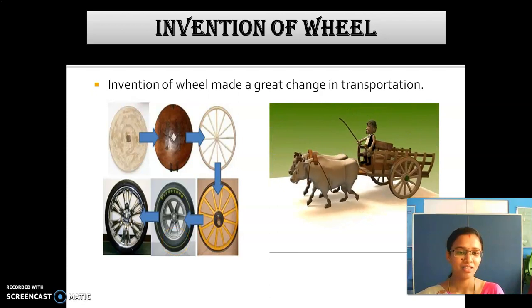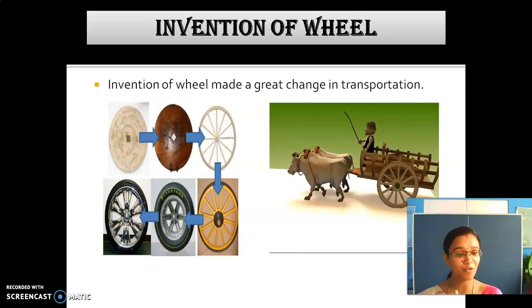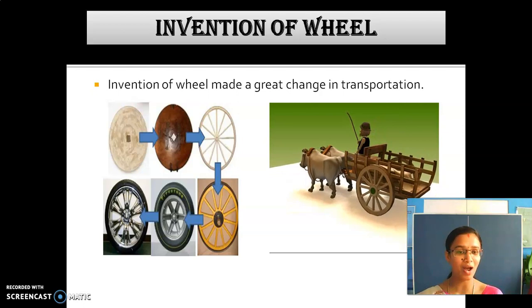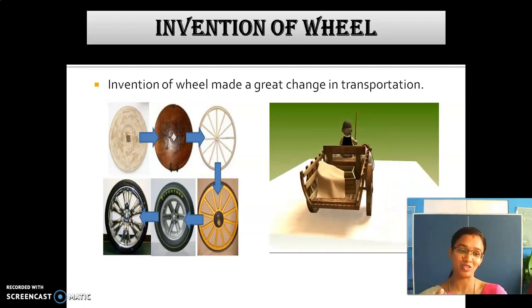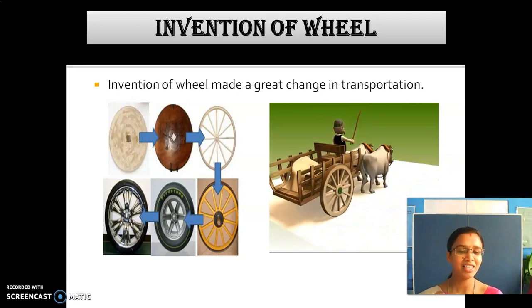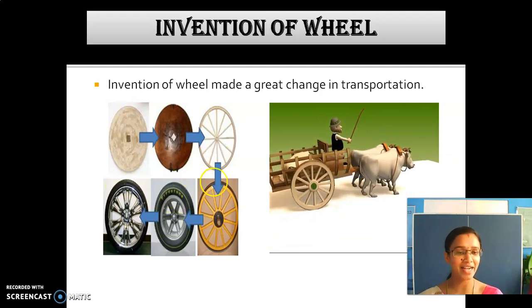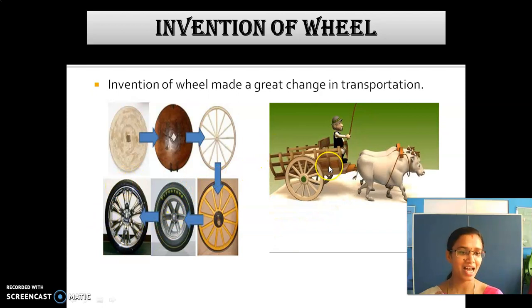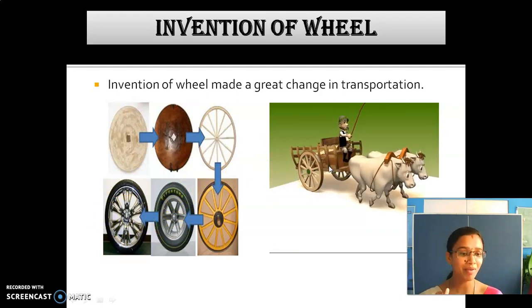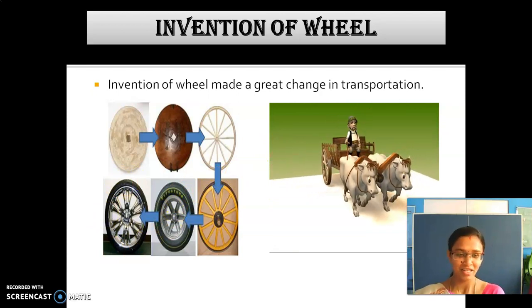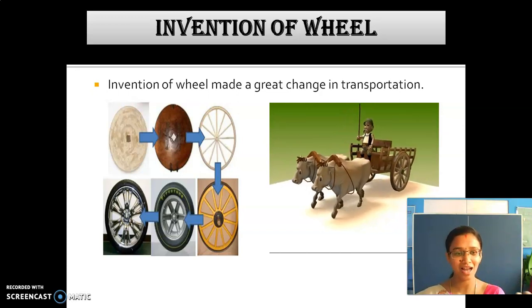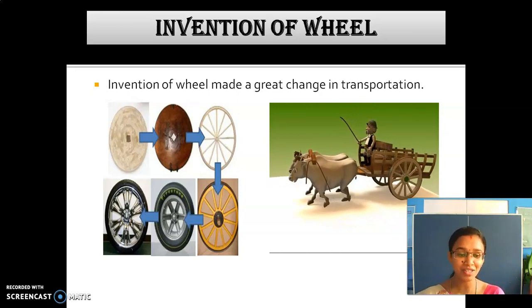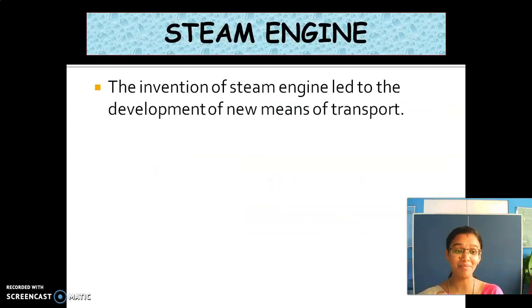See, after the invention of the wheel, what happened? They used to attach the animals to their wheel, and they moved from one place to another. After that, what was invented? First wood, and then the wheel. Then what was invented? Yes, the steam engine.